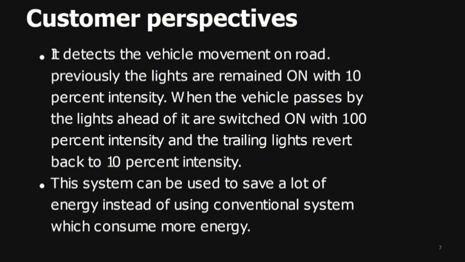Here onwards, I am continuing with the customer perspective. This traffic system will detect vehicle movement on the road. For example, at a given time the lights remain on at 10% intensity. When vehicles pass by, the lights ahead of them are switched on at 100% intensity, and the trailing lights revert back to 10% intensity. This system can save a lot of energy compared to the conventional system, which consumes more energy.